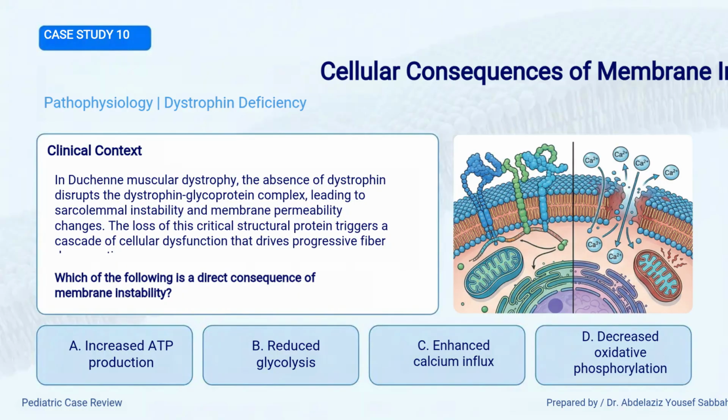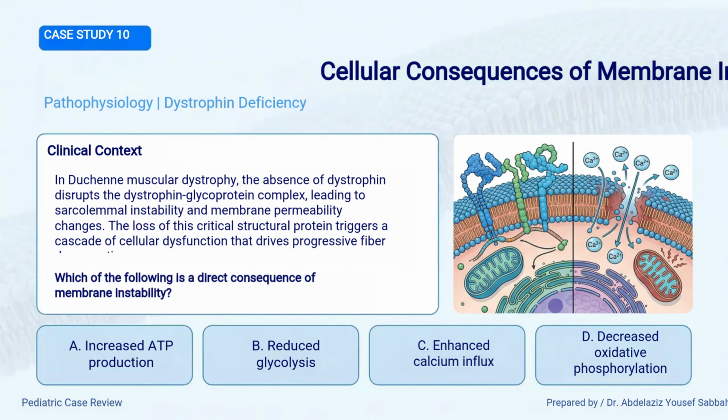Case Study 10. In Duchenne muscular dystrophy, the absence of dystrophin disrupts the dystrophin glycoprotein complex, leading to sarcolemmal instability and membrane permeability changes. The loss of this critical structural protein triggers a cascade of cellular dysfunction that drives progressive fiber degeneration. Which of the following is a direct consequence of membrane instability?